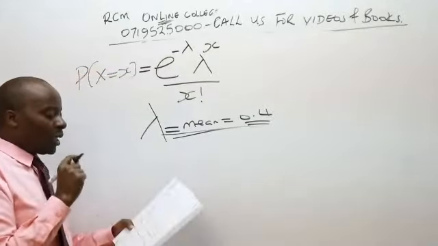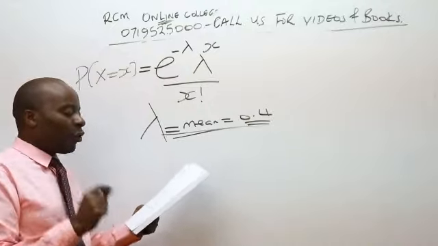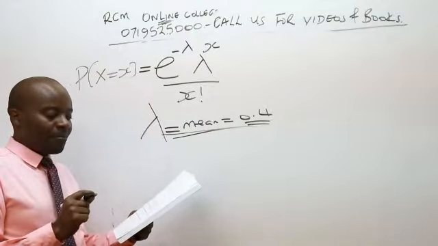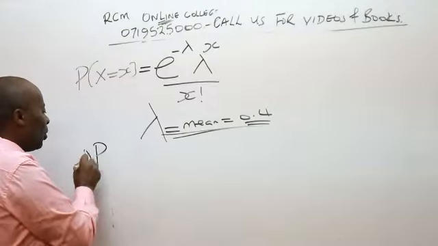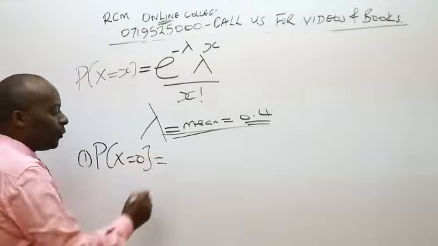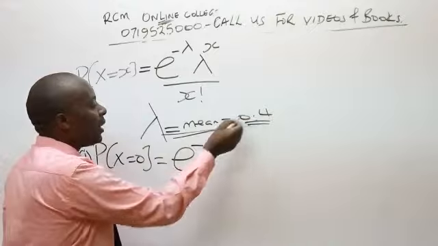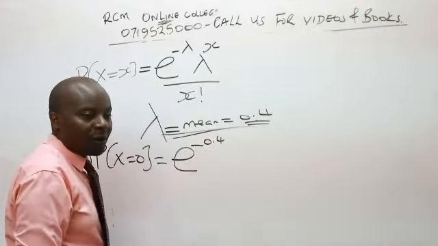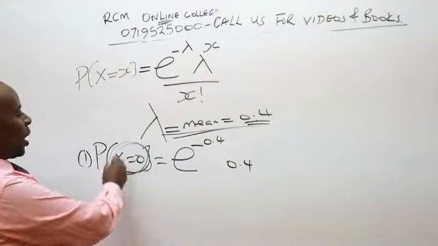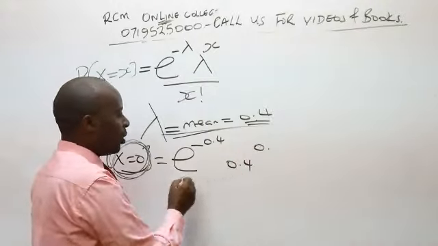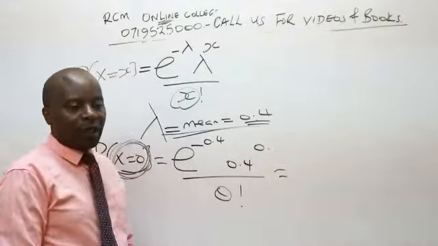So what do they want us to give them here? They want the probability that no transformers will be struck by lightning in a week. So basically probability of X being equal to 0. This will be e raised to negative lambda. Our lambda here is 0.4. And then we have 0.4 raised to x, and the x that we want to work with is 0 here. So raised to 0 all over 0 factorial.